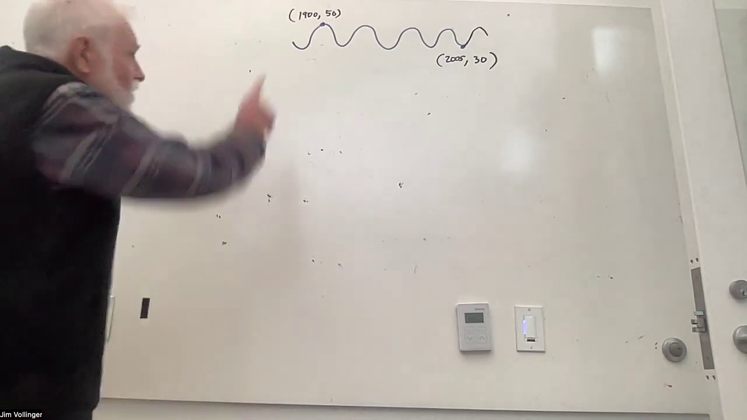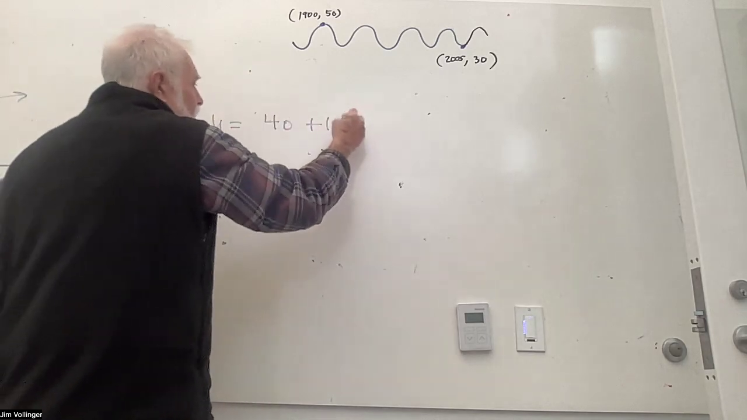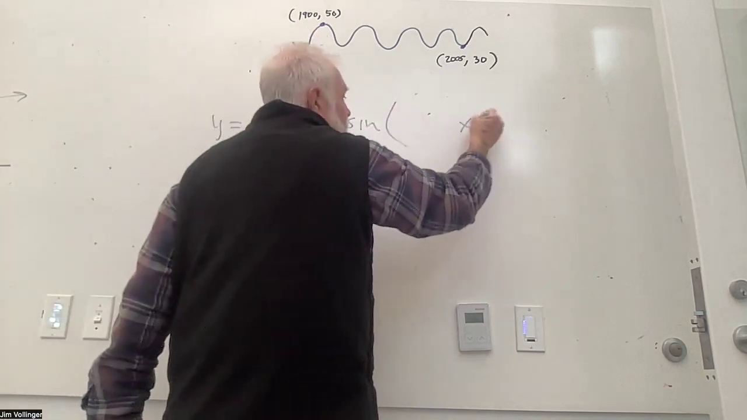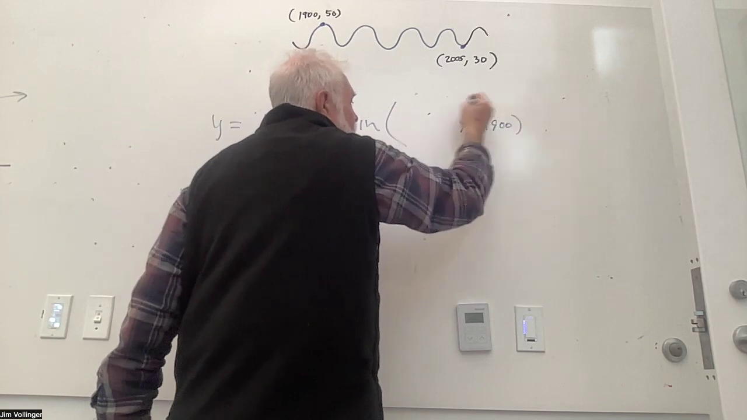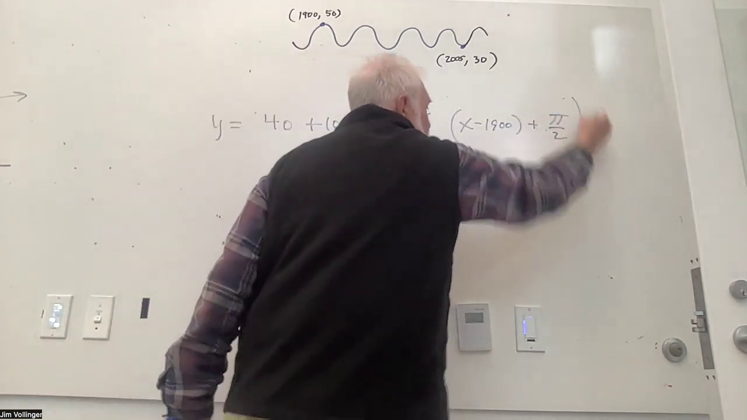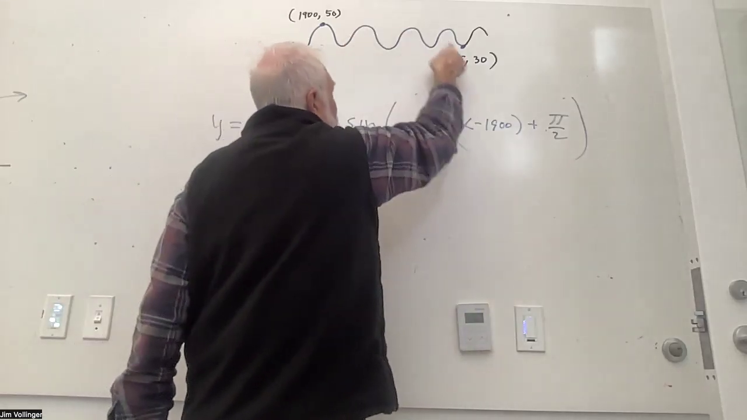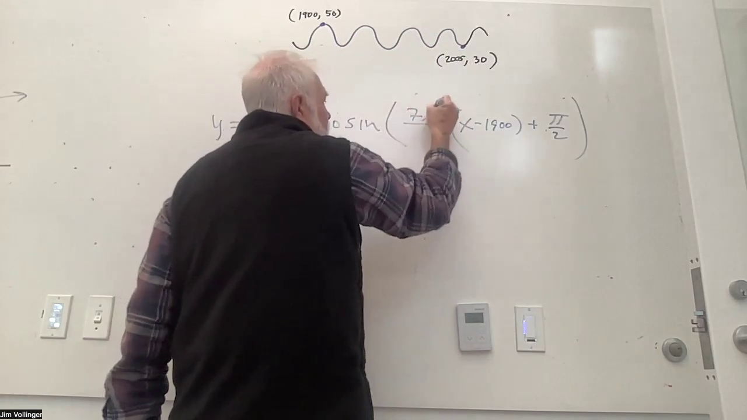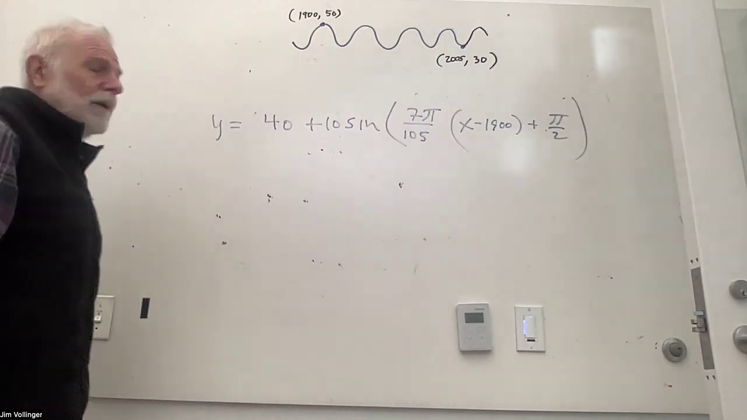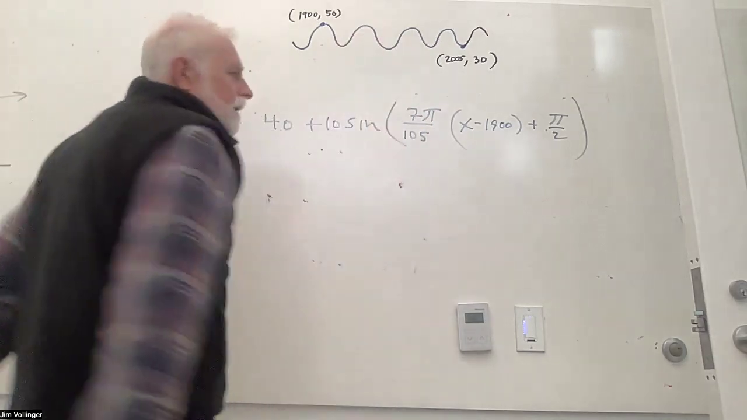All right, so I look at that and I say 40 plus 10, I'm going to make it a sine function, and I'm going to take 1900, I'm going to make it a 0. We've had a lot of practice with that, and I'm going to convert that into pi over 2. And then I'm going to look at this, and I'm going to say 1 pi, 2 pi, 3 pi, 4 pi, 5 pi, 6 pi, 7 pi over 105. Can you look at some of those numbers and see where they might have come from and why?